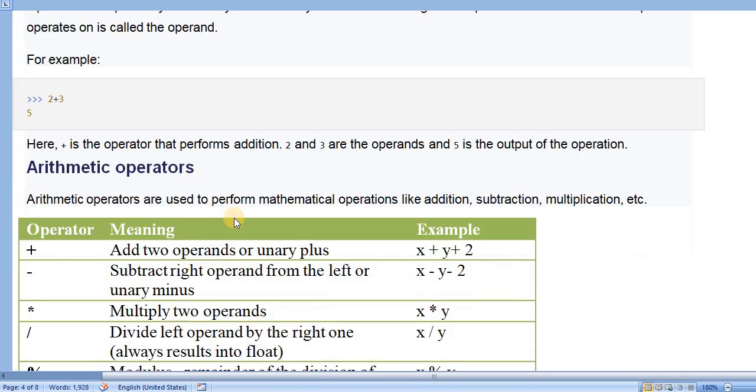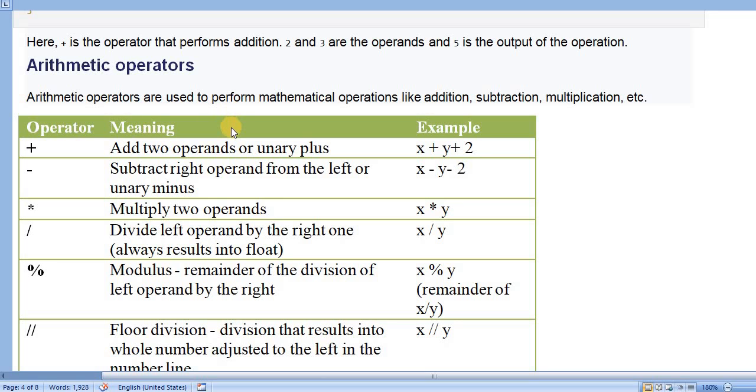Arithmetic operators. Arithmetic operators are used to perform mathematical operations like addition, subtraction, multiplication, etc. Look at the operator here. This operator is called the addition operator. It will add two operands, and there is also unary plus. So x plus y plus 2 is an expression, and x, y and 2 are the operands. An operand may be a variable or a literal, and the plus gives the instruction to add these operands.